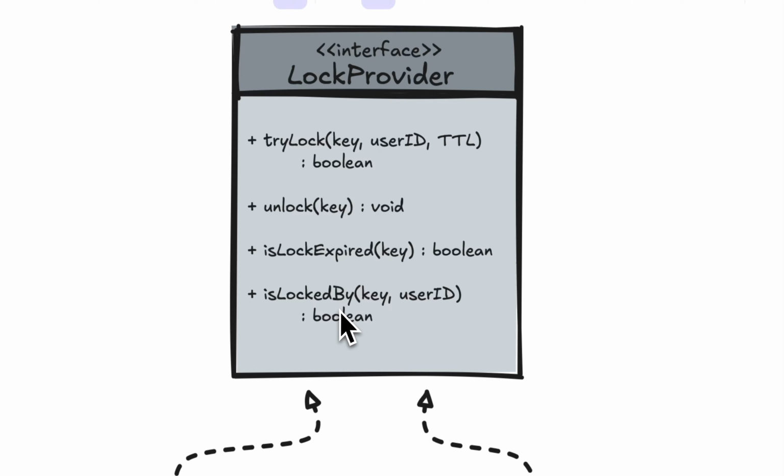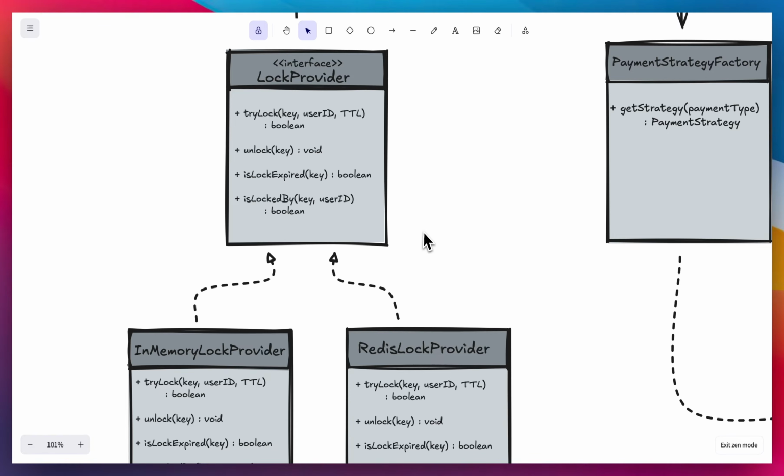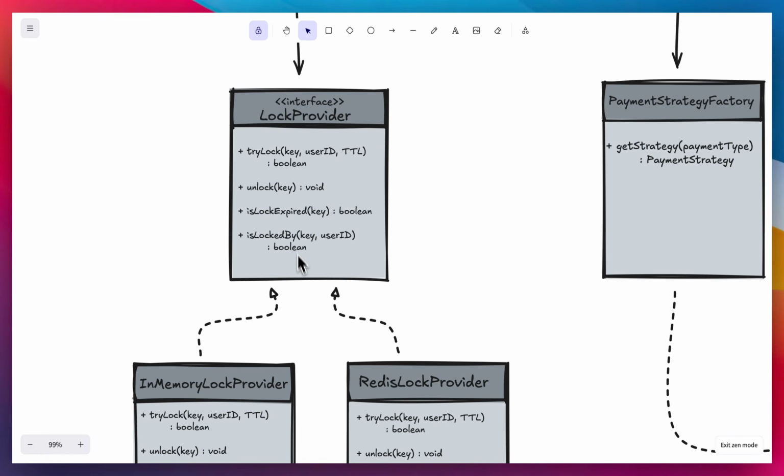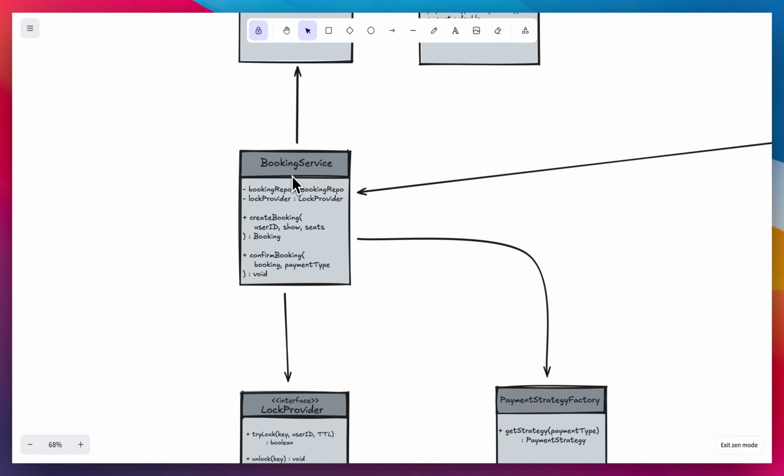And isLockedBy will check whether the lock which is present on this key is owned by this user or not. We need this function for confirming the booking, because when we would be pressing on the pay button, at that time we have to check whether we are the owner of that lock or not, right? In order to prevent the scenario which I showed you a few minutes back. So this was the lock provider component, and this is the booking service class.